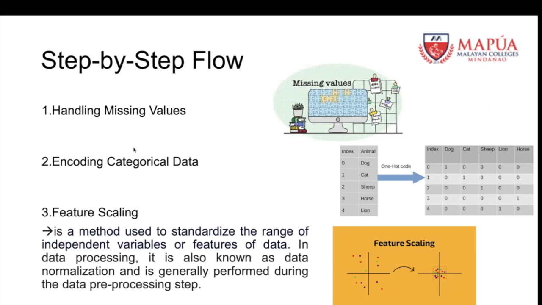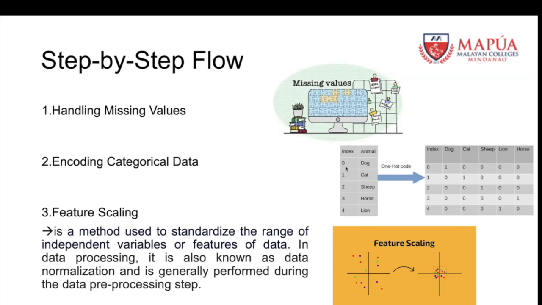So a step-by-step flow would be: 1 is to handle missing values, 2 is to encode the categorical data, and 3 is to use feature scaling. Feature scaling is a method to standardize the range of independent variables or features of data in data pre-processing. It's also known as data normalization and is generally performed during the data pre-processing step. Later on, we'll be learning how to use this in actuality.